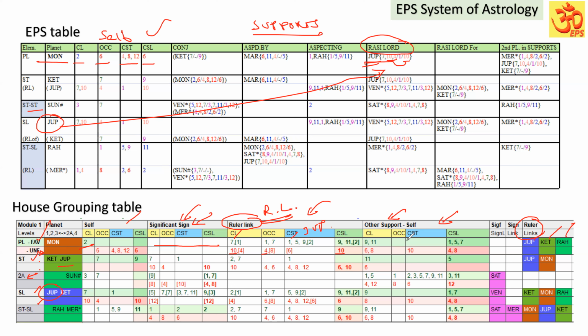This has some advantage because we can differentiate the impact of the support planets by way of significant sign lord, ruler link, and other supports. In addition to that, we can see favorable separately and unfavorable separately. I think you're able to understand. Then one more thing: in the house grouping table, there are two modules. I will explain the two modules.